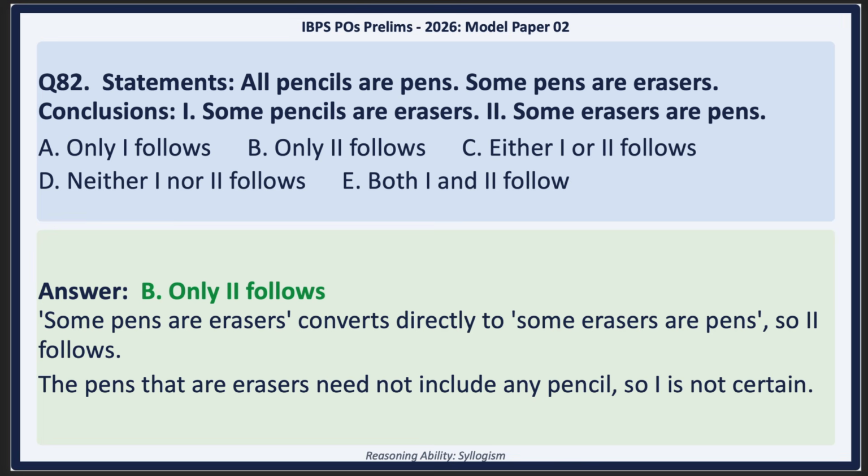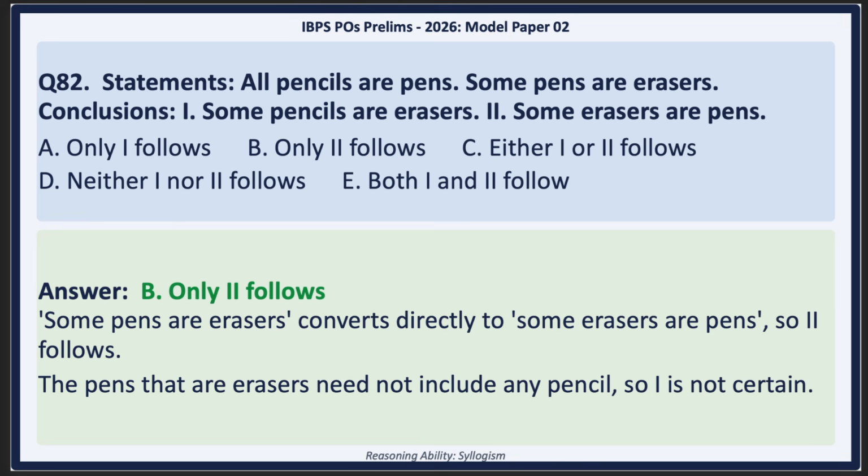Okay. The pencil circle is inside pens. The eraser circle overlaps with pens, but does it reach far enough to overlap with pencils? I mean, it might, but it might not. Exactly. We cannot declare it a certainty, so conclusion 1 fails. However, if some pens overlap with erasers, then inherently some erasers overlap with pens. That is a direct logical conversion. So only conclusion 2 follows.